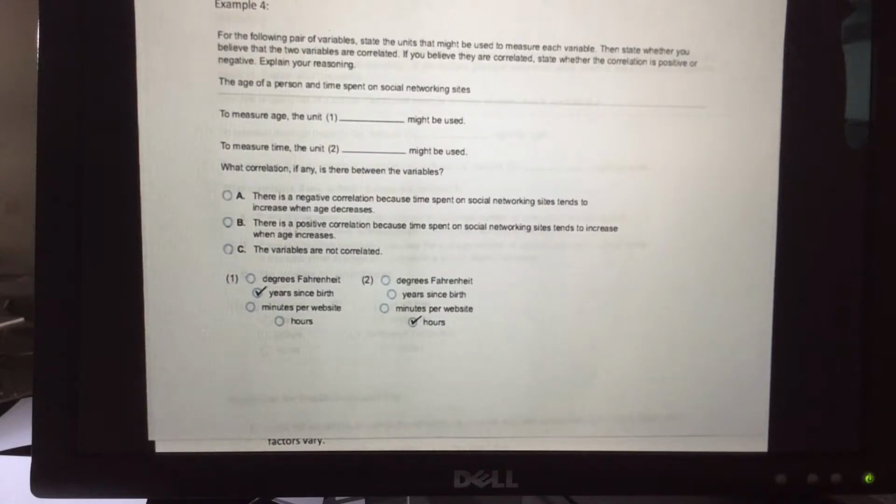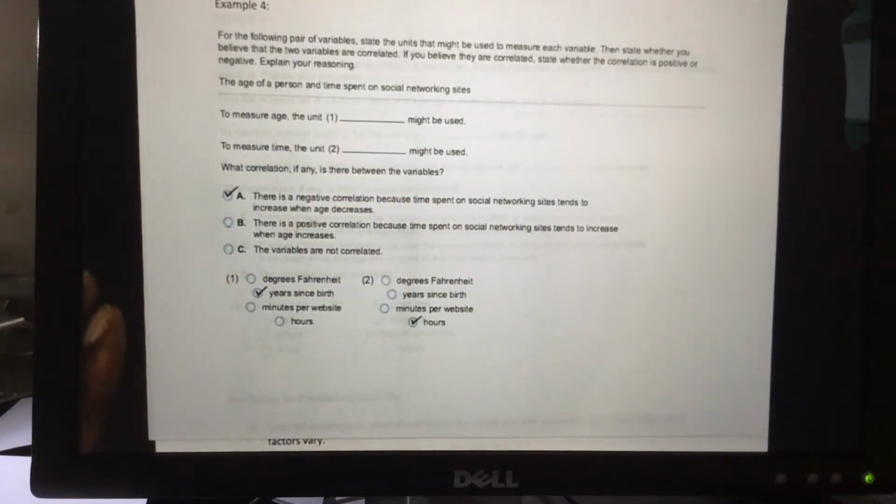And then what will be the correlation, if any, between the person's age and time spent on social networking sites? In this case, there is what we call a negative correlation. Okay. Because the time will increase as age decreases. The younger you are, the more time you'll spend on the networking site.